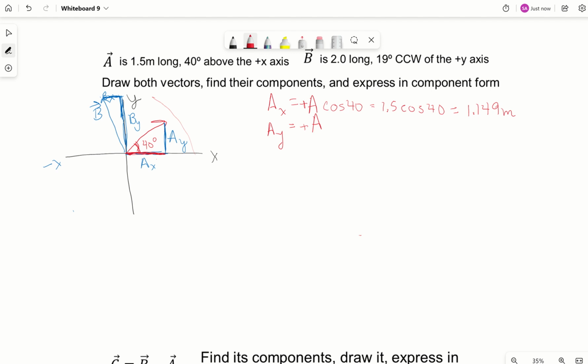All right, so if x is cosine, then y's got to be sine. But let's take a look at it. This side, AY side, that's opposite to the angle. Okay, so if it's opposite, that's going to be sine of 40. So AY is 1.5 sine of 40.